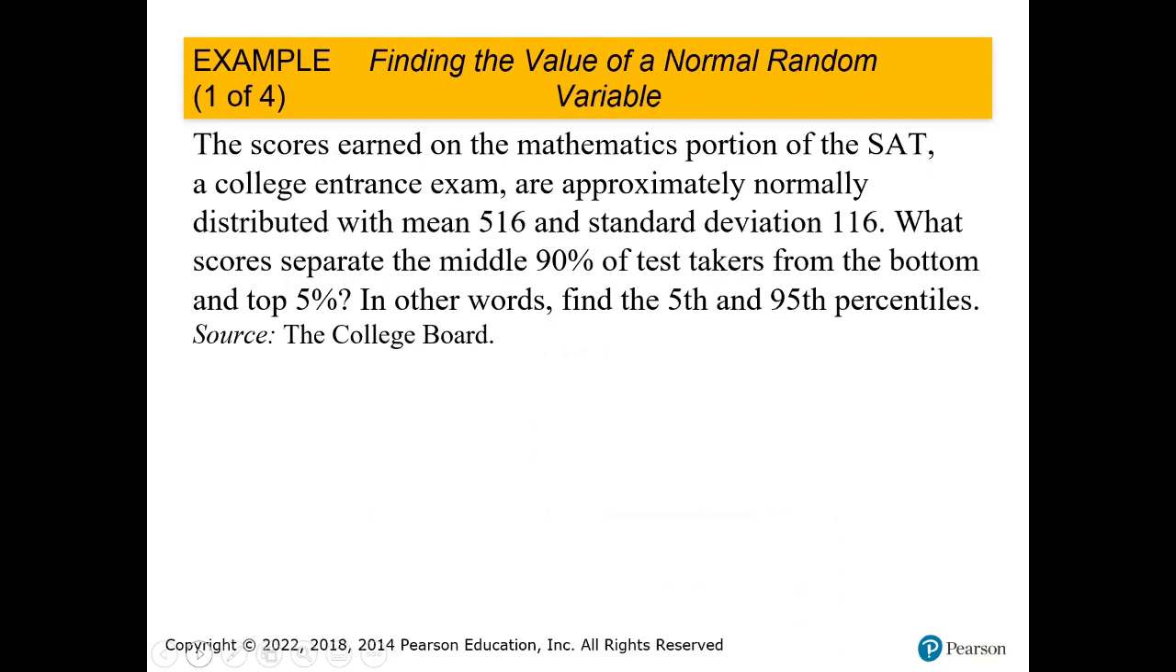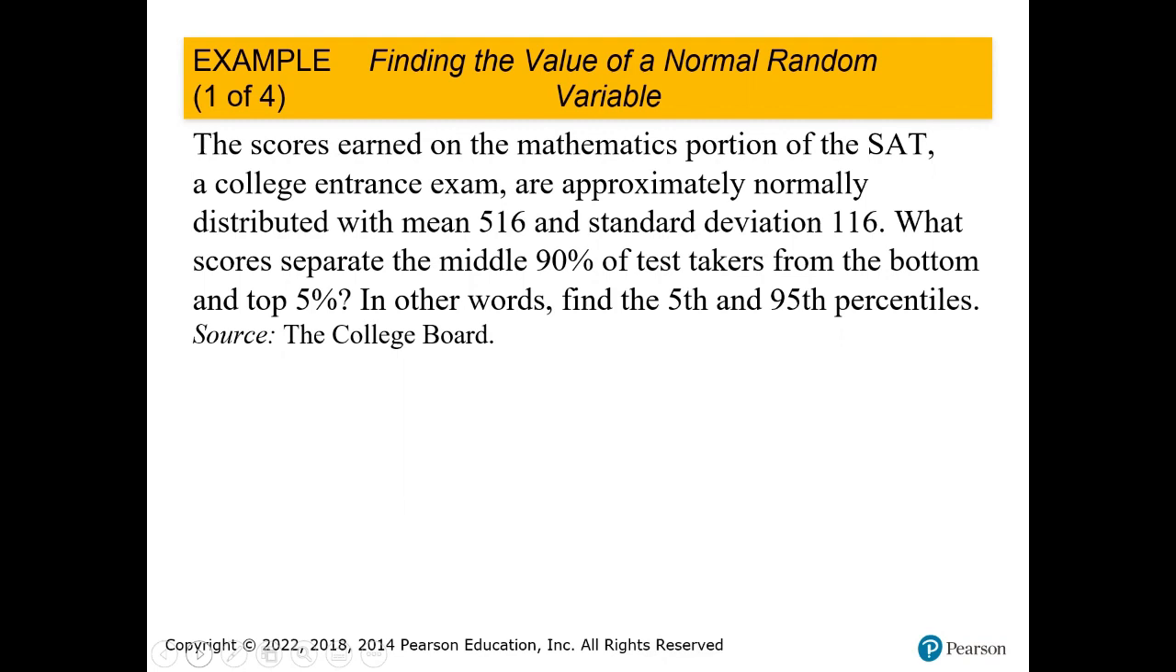The scores earned on a mathematics portion of the SAT, a college entrance exam, are approximately normally distributed with a mean of 516 and a standard deviation of 116. What scores separate the middle 90% of test takers from the bottom and top 5%? In other words, find the 5th and 95th percentiles.